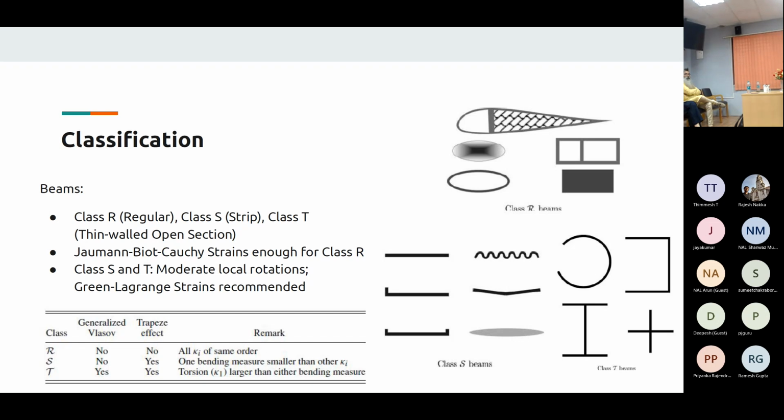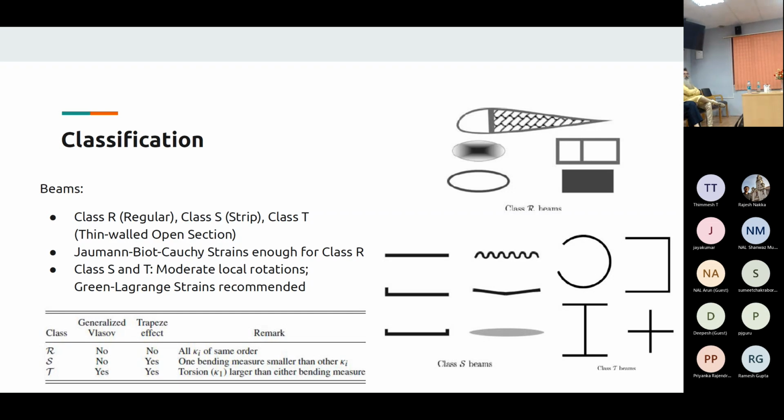And this is the point where most students do not pay enough attention to classify the problem according to the small parameters. So you have to be very careful to identify what kind of structure you are analyzing. Generally there are classes R, S, and T. Depending on what strain measures would be dominant, if all strains or deformations are of the same order, you can consider a regular class. If one bending is dominant, you can consider a strut-based or an open section where torsion dominates.